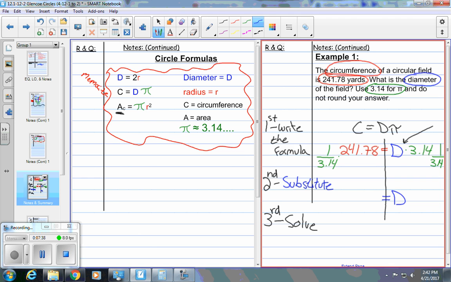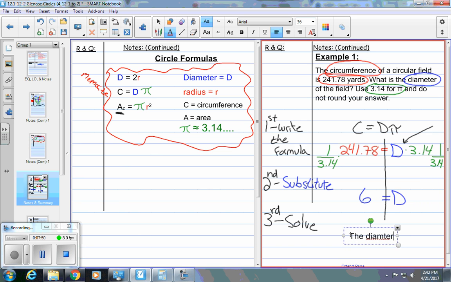Awesome job. You have just discovered the diameter is 6. Now we want to make sure we answer the question, preferably with some words just in case. The diameter of the circle is 6. 6 what? What unit were we supposed to use in here? Yes, 6 yards. Yeah, awesome job.